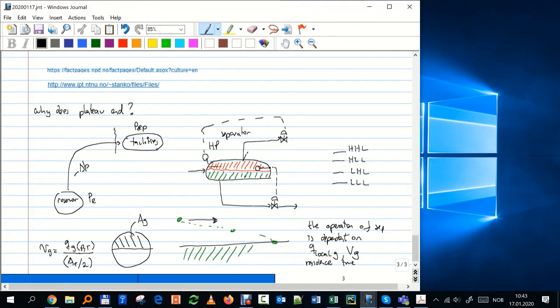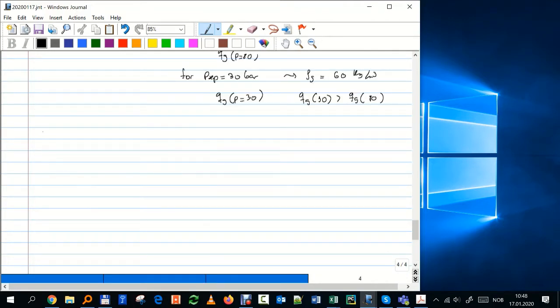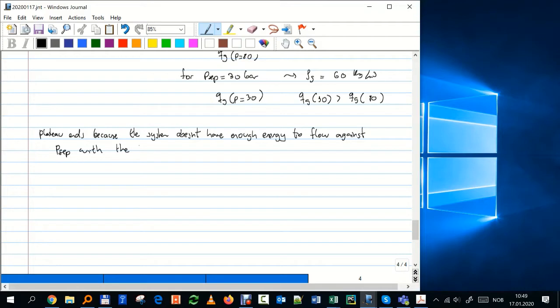Why does plateau end? The system energy, let's call it energy, to flow against separator pressure, with the specified plateau rate.